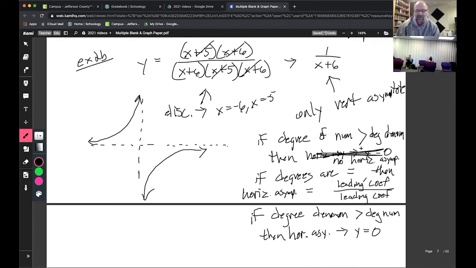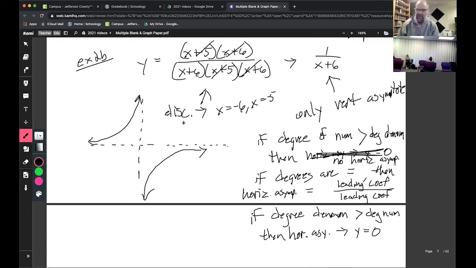Okay, so if the degree of the numerator is bigger than the degree of the denominator, then there's no horizontal asymptote. If they're the same, then it's basically the ratio of the leading coefficient on top over the leading coefficient on the bottom. And if the denominator is bigger, like in all these, then y equals 0. So this is the case where the denominator degree is bigger than the numerator degree, so the horizontal asymptote is y equals 0. Okay? All right, turn the page.